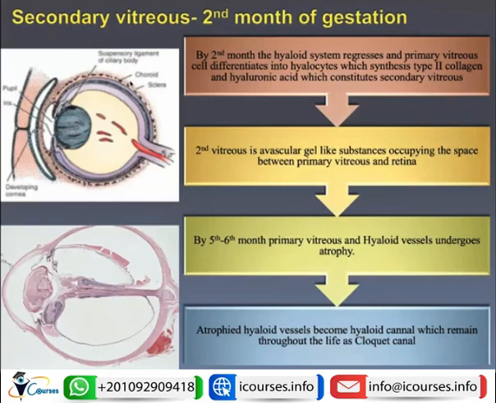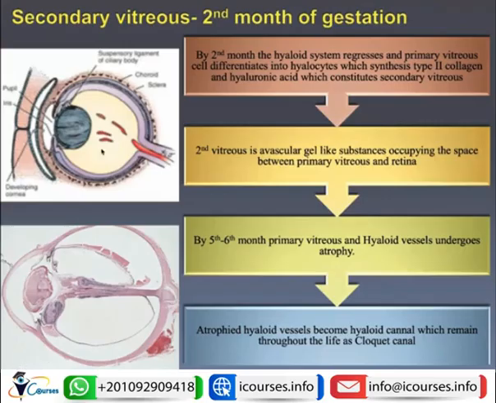So the primary vitreous starts to atrophy, and in the 2nd month you will see a fragmentation of the hyaloid vessels, and the primary vitreous will differentiate into cells called hyalocytes. These hyalocytes are the primary cells of the vitreous that will secrete type 2 collagen and hyaluronic acid, which will form the secondary vitreous. So the source of the secondary vitreous will be the hyalocytes.